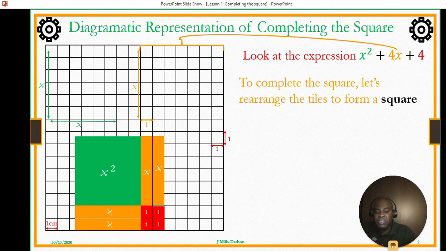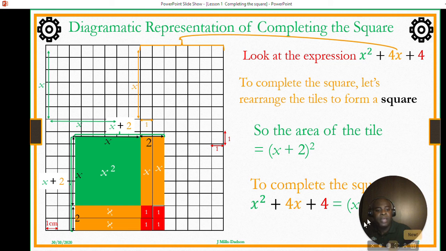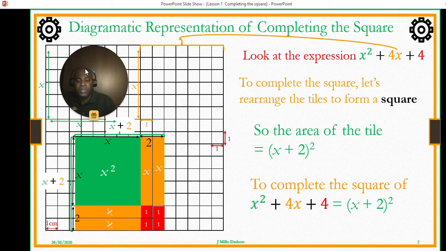So you can see I form a bigger square. Now let's look at the dimension of the bigger square. The dimension of each side is x plus 2 because we have the x dimension plus the 2 units. So that's x plus 2. This side is also x plus 2. So in terms of the area of the bigger square, it's simply x plus 2 all squared. So to complete the square for x squared plus 4x plus 4 will give you x plus 2 all squared. So that's the concept of completing the square using diagrams.